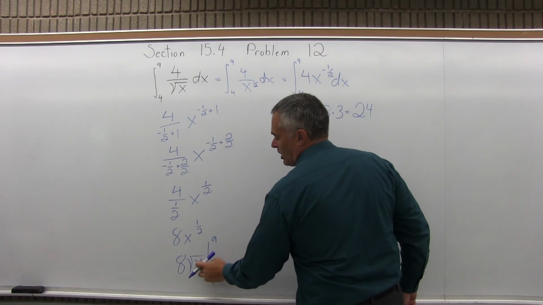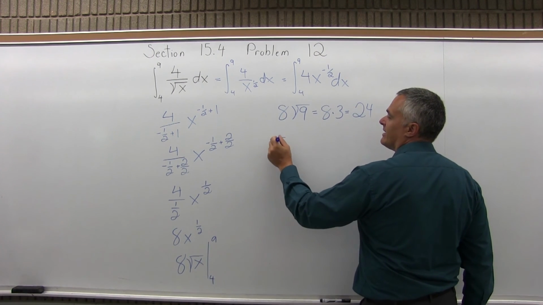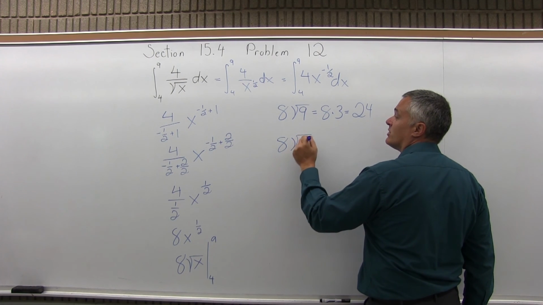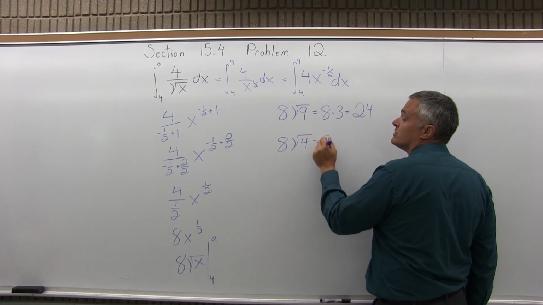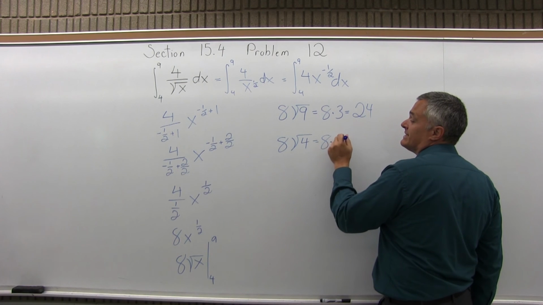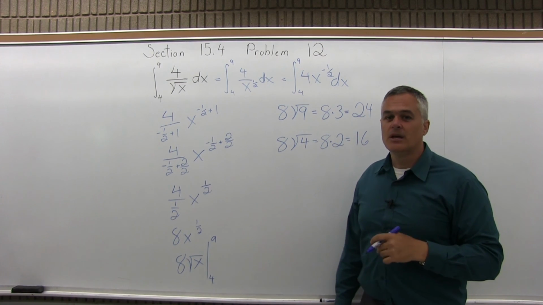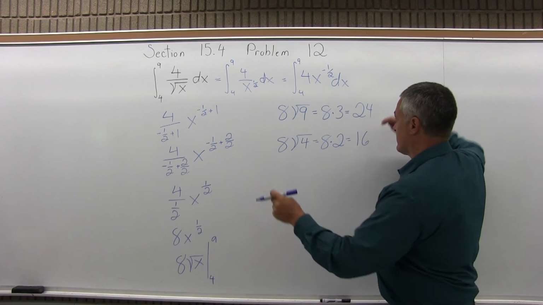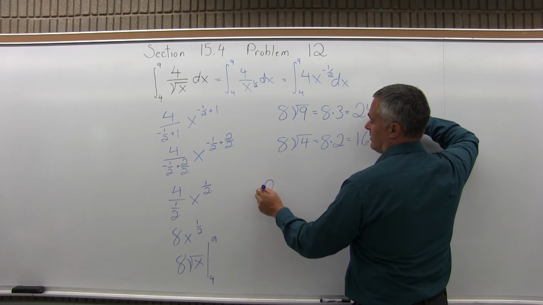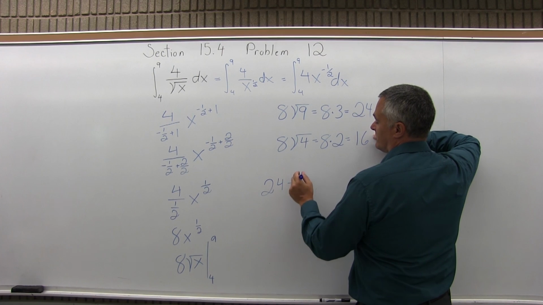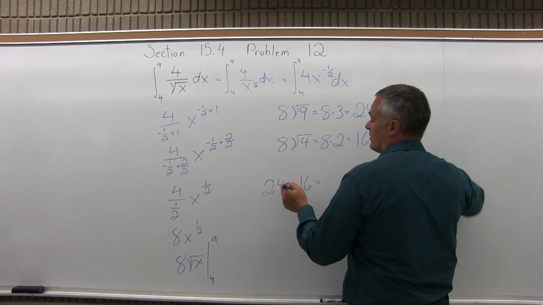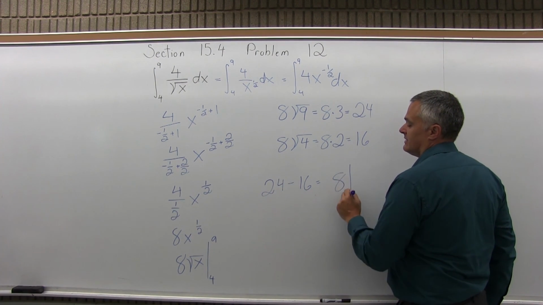Step 3, put in the lower limit of integration. So 8 times square root of x becomes 8 times square root of 4. Square root of 4 is 2, so 8 times square root of 4 becomes 8 times 2, which is 16. And now the final step, step 4, I'm going to subtract the result from step 2, which is 24, minus the result from step 3, which is 16. 24 minus 16 is 8.